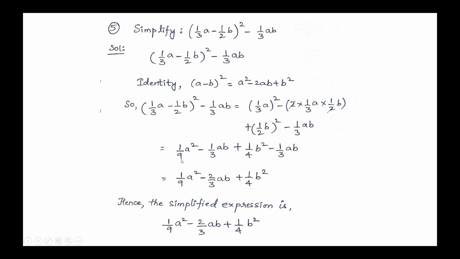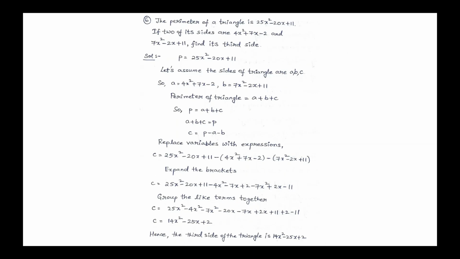So that is equal to 1/9a² − 1/3ab + 1/4b² − 1/3ab. So that is 1/9a² − 2/3ab + 1/4b². Hence the simplified expression is 1/9a² − 2/3ab + 1/4b².